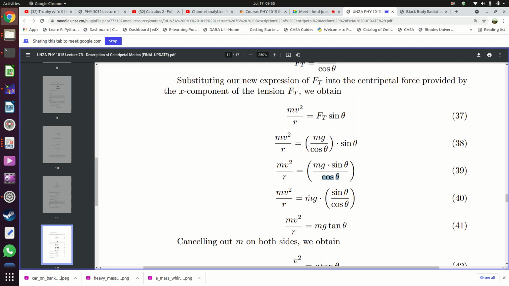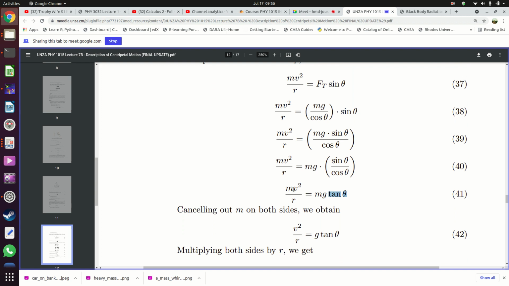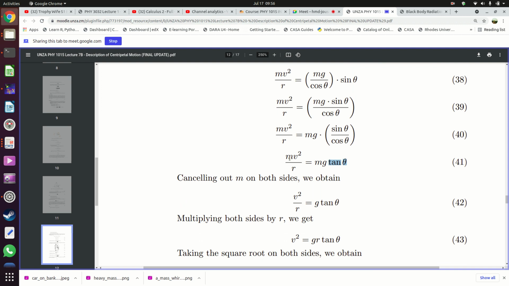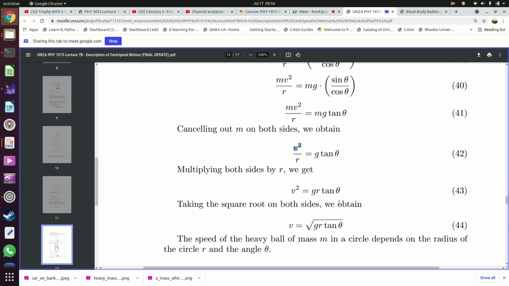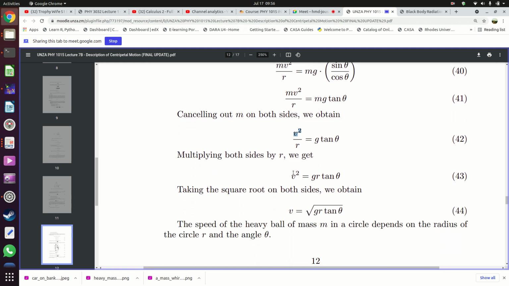When you factor mg outside, you have sin theta divided by cos theta, and this gives you tan theta. So you end up having mv squared over r equals mg tan theta. As you can see, there is the mass of the object on this side, and also on the other side. So when you cancel out the masses, you end up having v squared divided by r equals g tan theta. You multiply by r on both sides, so you end up having v squared equals gr tan theta.